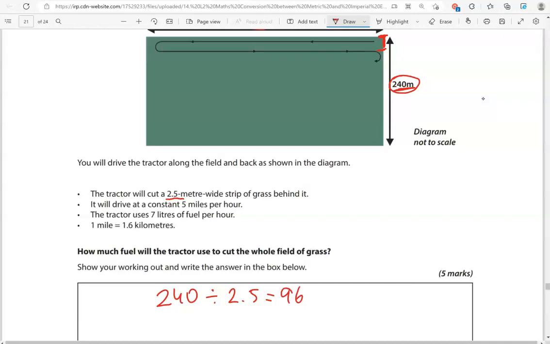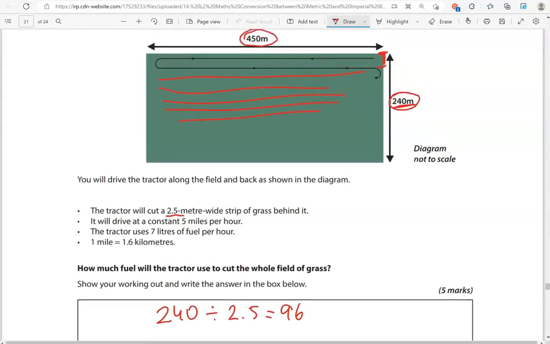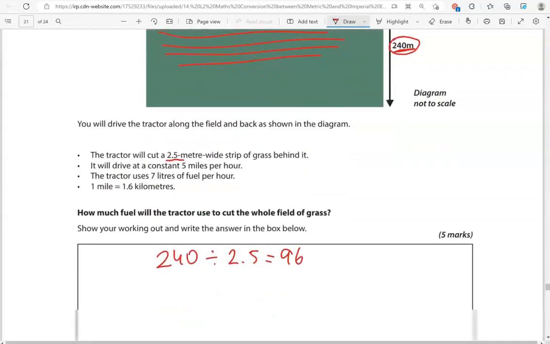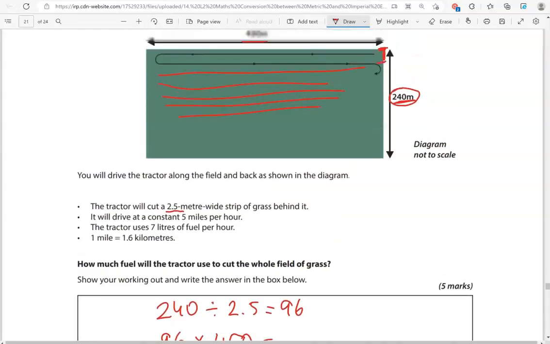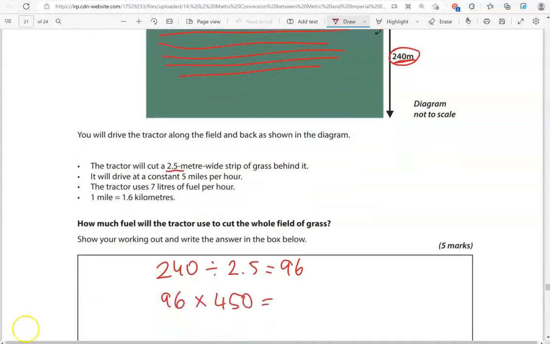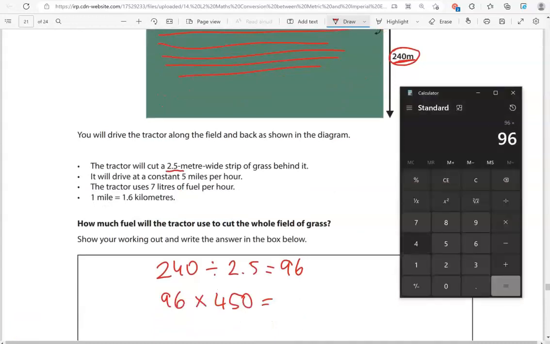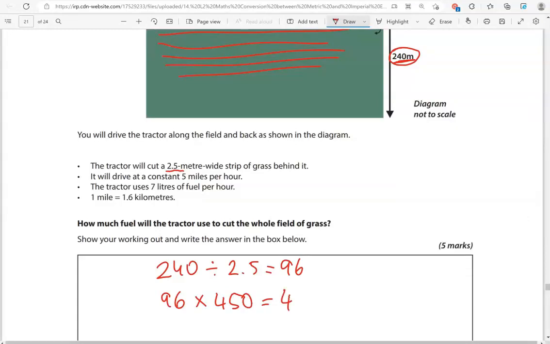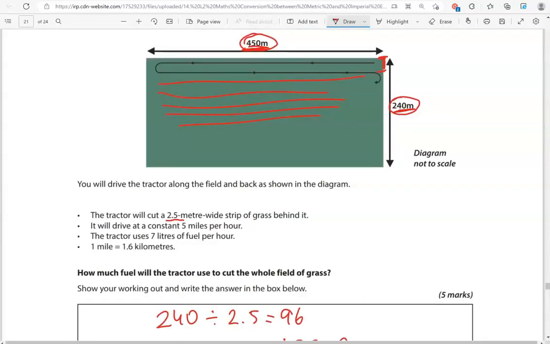So we're looking at 96 widths. So 96 of these lines we're talking about. And each of these lines, or lengths, that is 450 meters. So we'll do 96 times 450, which is 43,200. That is meters, because we input meters.